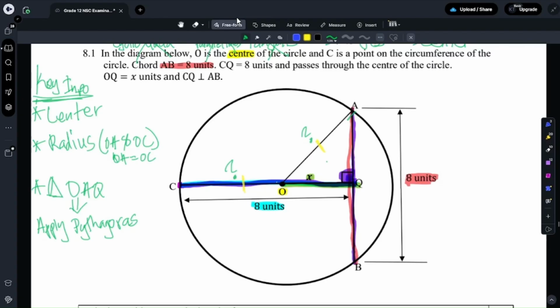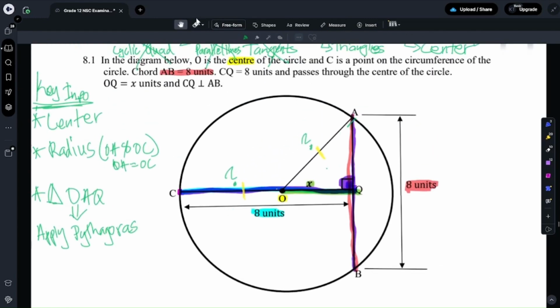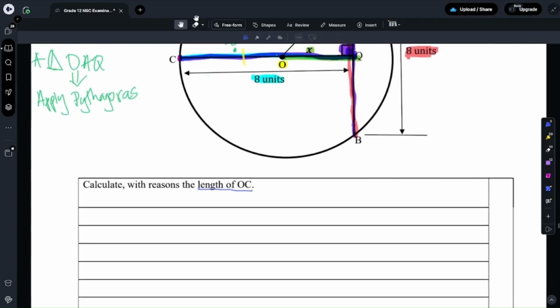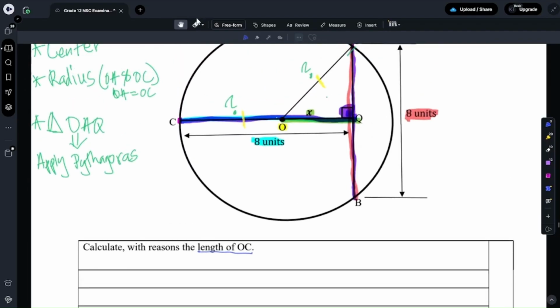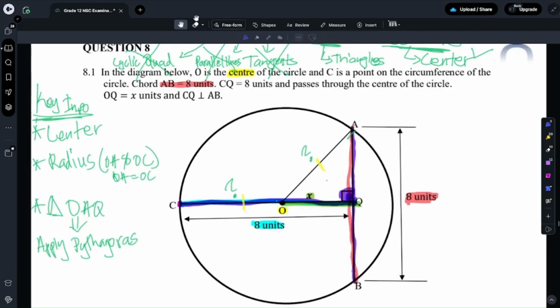So if I can just get this OA, this length over here, then that would simply mean that OC is also equal to whatever value I will have gotten here. So let's go ahead and answer our question. Remember that we are looking for OC. Remember, this is a long question. It's worth 5 marks. So there's going to be a lot of calculations that have to be done to get to the final answer. I just want us to take a look again at our diagram.